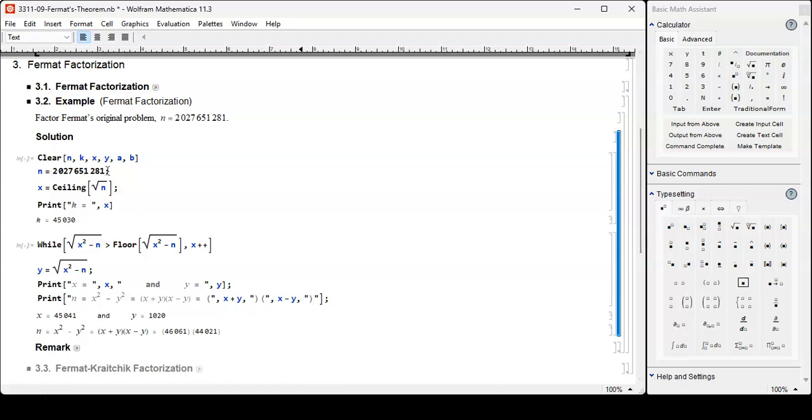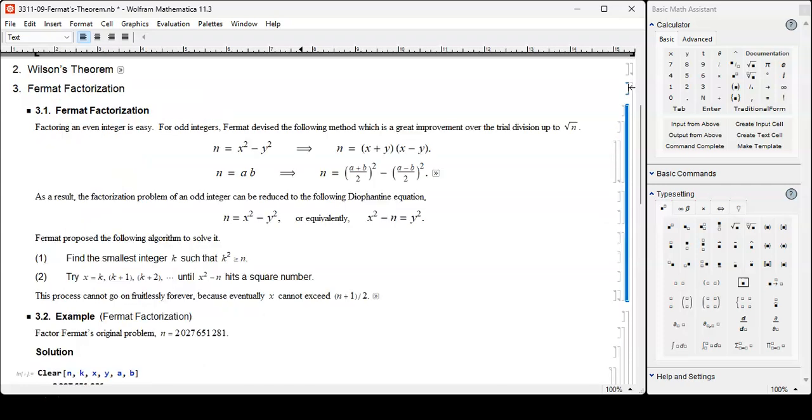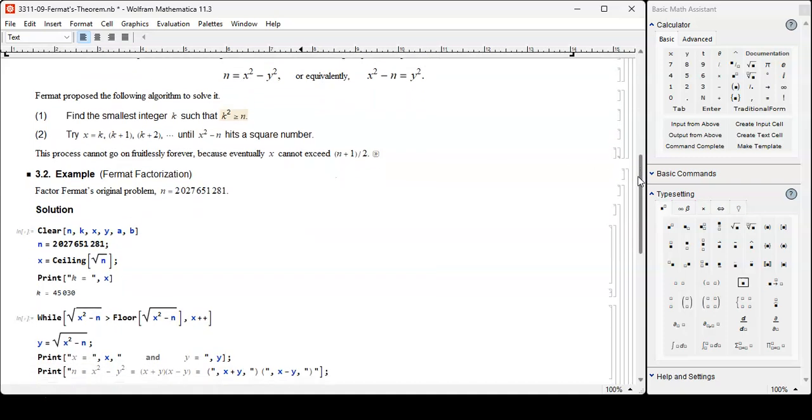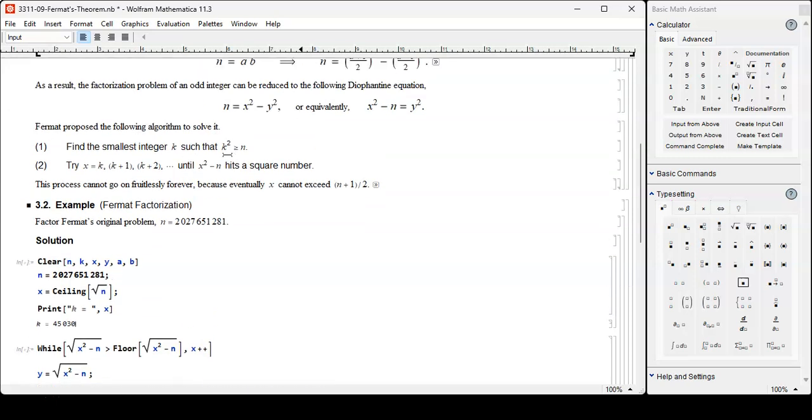So we start from n, and then we have to start from, let's see, the smallest integer k so that k squared is greater than or equal to n, right? So that's the starting number. So I'm starting with the ceiling of the square root of n, the smallest integer greater than or equal to the square root of n. So that's your k value. And, well, according to this, yeah, 45,030 is your k value.